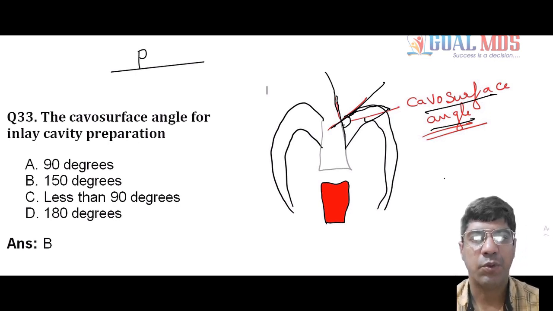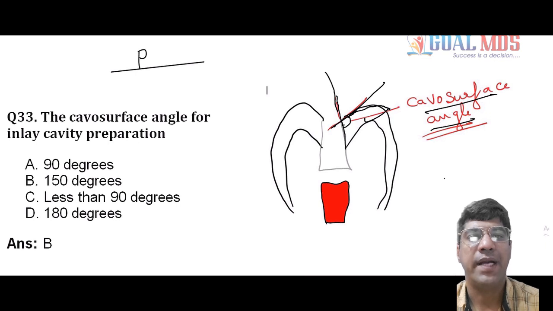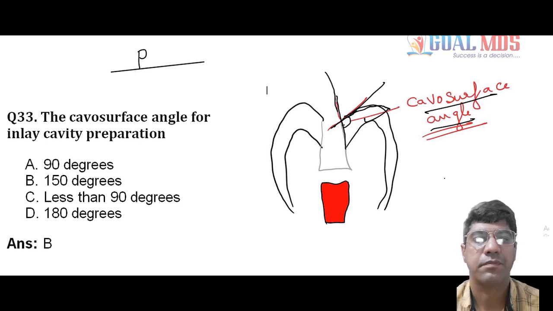So dentists aim to create an ideal cavo surface angle. The prepared cavity wall should meet the external tooth surface at an angle that provides the mechanical retention and resistance form for the restorative material. So a well-designed cavo surface angle would help to retain the filling material within the cavity. It will prevent the filling from getting dislodged due to the biting, chewing forces. An improper cavo surface angle can create stress points that may lead to restorative failure.